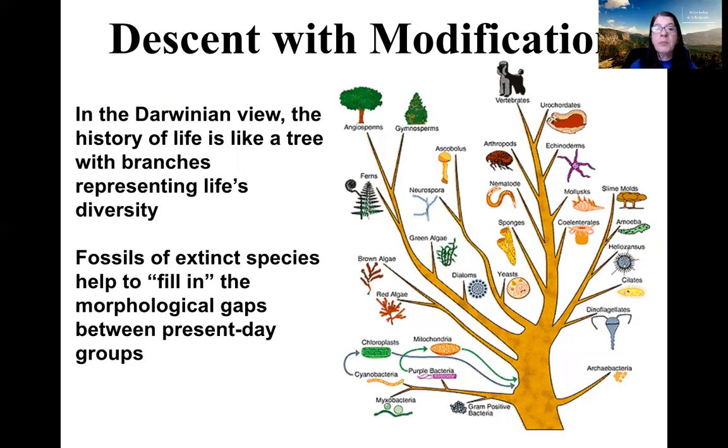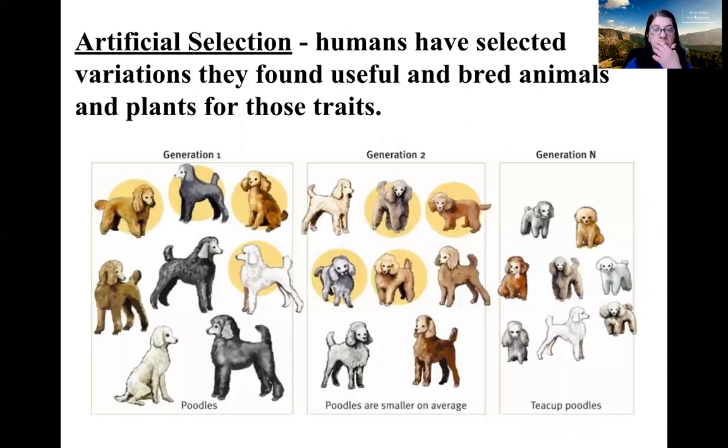Fossils of extinct species will help us fill the gaps between the present day animals and those ancient ancestors we all had. So we talk about natural selection. Now we're going to talk a little bit about artificial selection. Artificial selection has been in play for many, many years and was one of the observations used by Darwin to help him develop his theory.